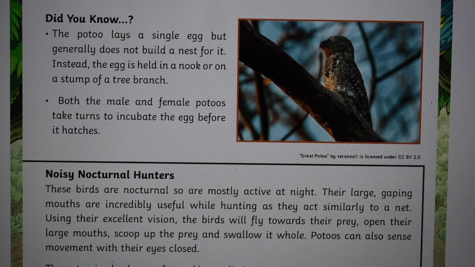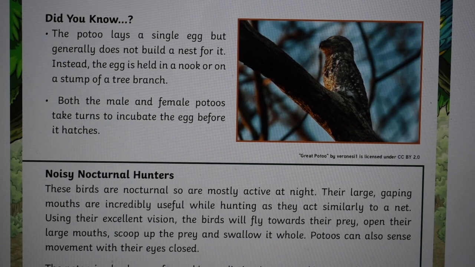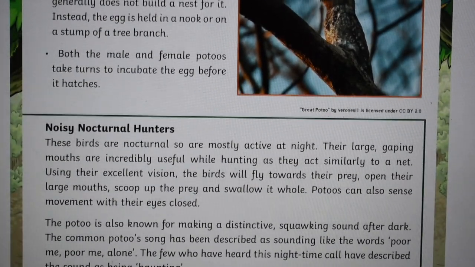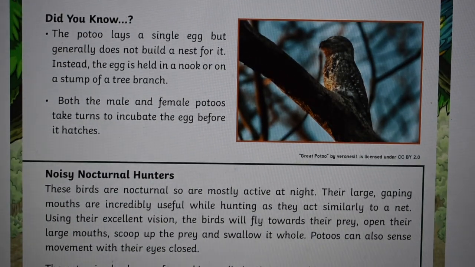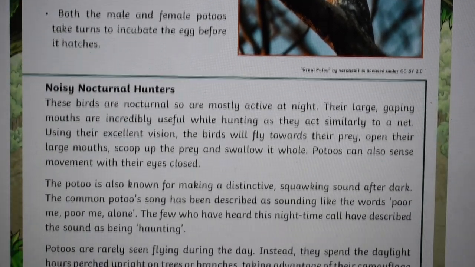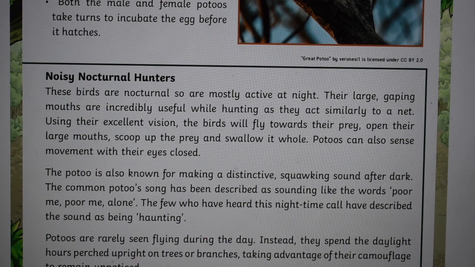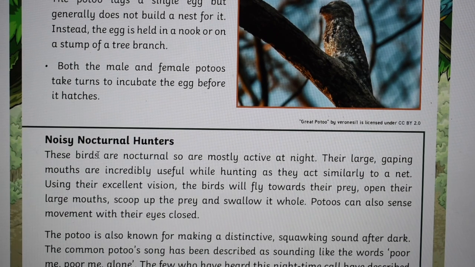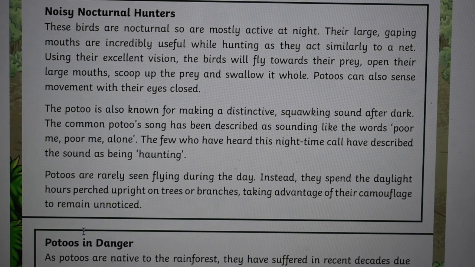Right, so this is for the last section on our own plan, which says interesting facts. So you'll notice here that we have not got a subheading that says interesting facts. Now I want you to again pause it, try and work out which one of these you think we could get that information from to use for our own interesting facts box. Now, if you said, did you know? Yeah, you're partly correct. However, you could also say noisy nocturnal hunters and potoos in danger.